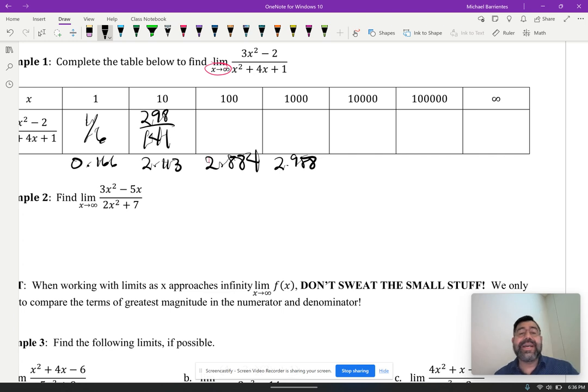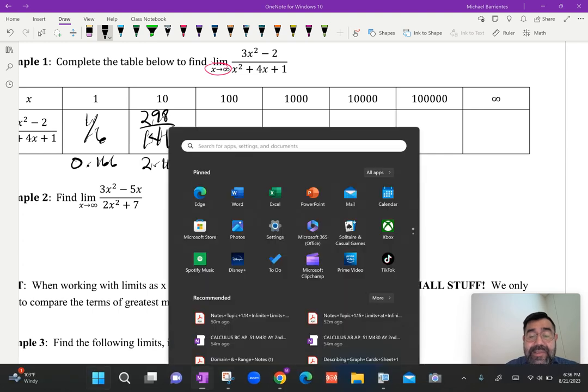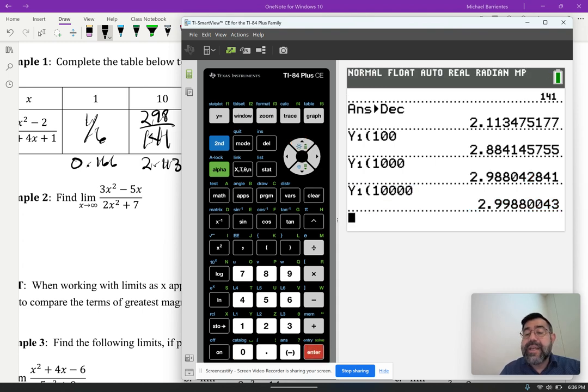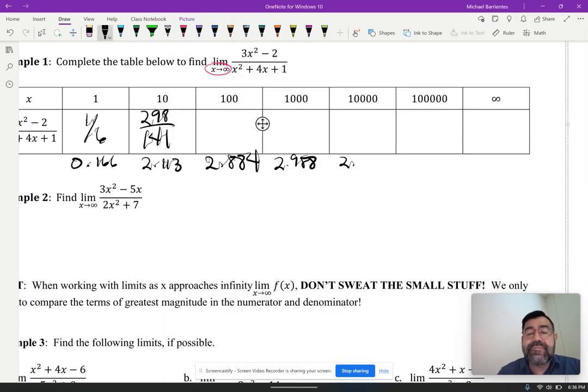2.988. You start to see a pattern. Are the y values, the outputs that we're getting, approaching a value? Because that's what a limit is. It's getting closer and closer to something. Is the next one 10,000? Because I'm about to put an extra 0 here, and I get 2.998.